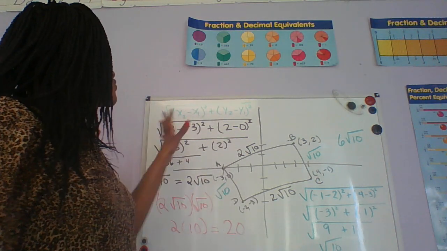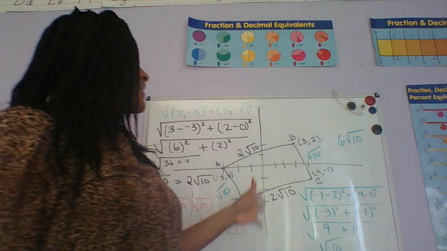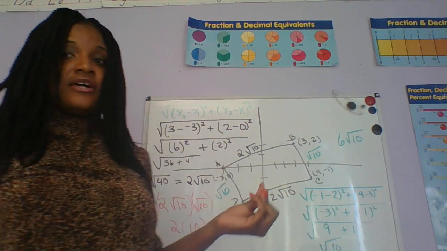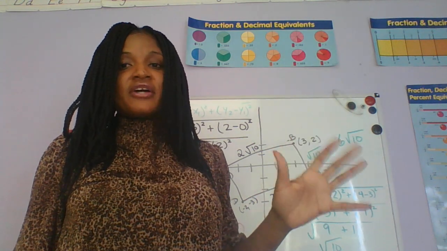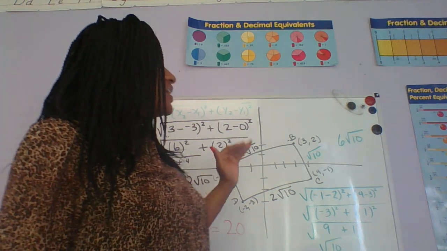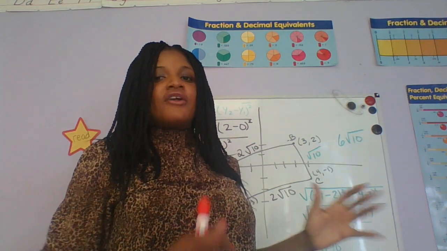But this is how you can use the distance formula to find the perimeter and area of a regular rectangle. It's not an odd shaped quadrilateral, it's a rectangle, but that is not drawn straight on a coordinate plane.